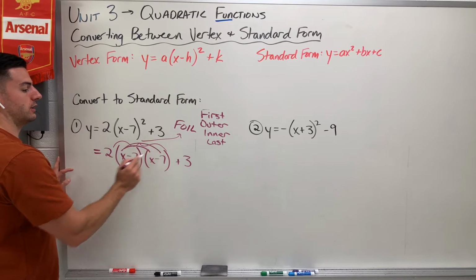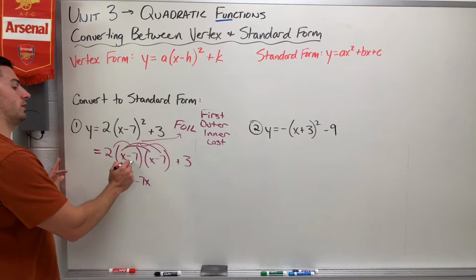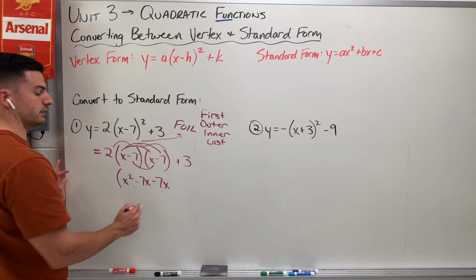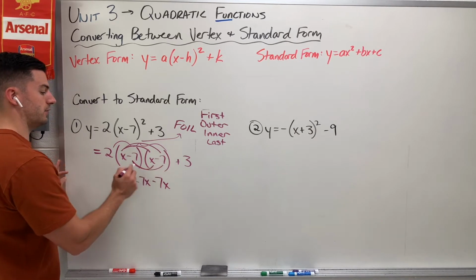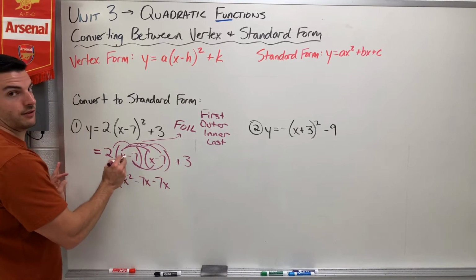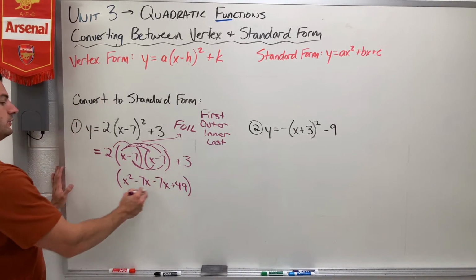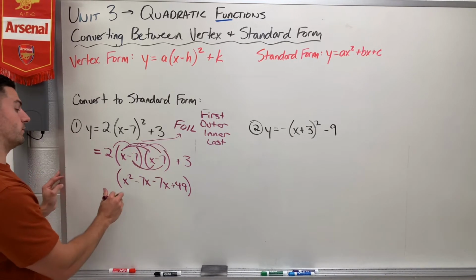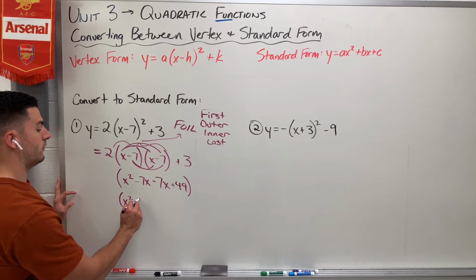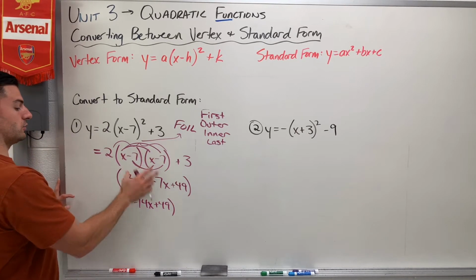That'd be this x times negative 7. So x times negative 7 would be negative 7x. And then I have this guy, negative 7 times x. So negative 7 times x is another negative 7x. Sorry, these are the inner two terms multiplied, and then the last two terms multiplied. So negative 7 times negative 7, positive 49. And then I combine these two like terms in the middle, like I can do with all these FOIL problems, and I would get x squared minus 14x plus 49. Okay, so that is these two groups multiplied.